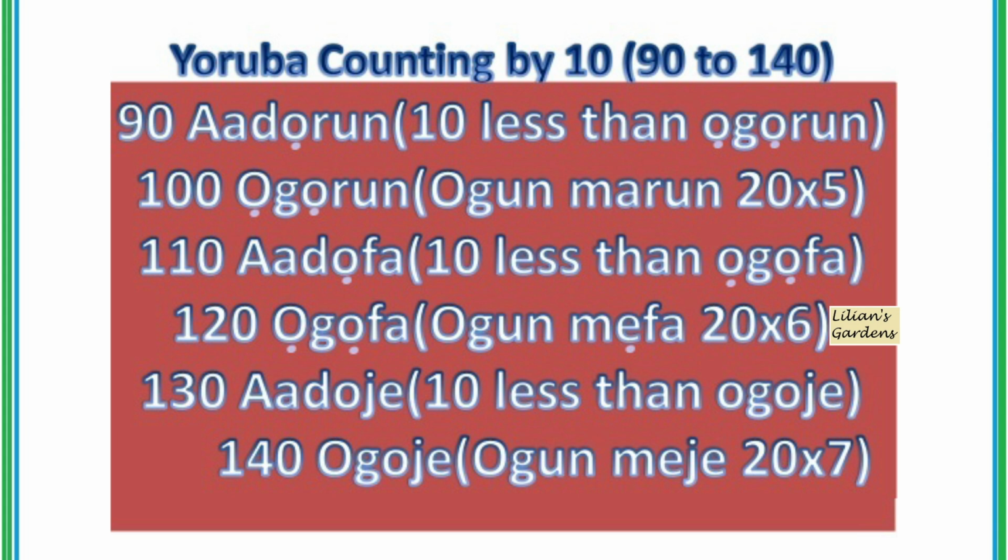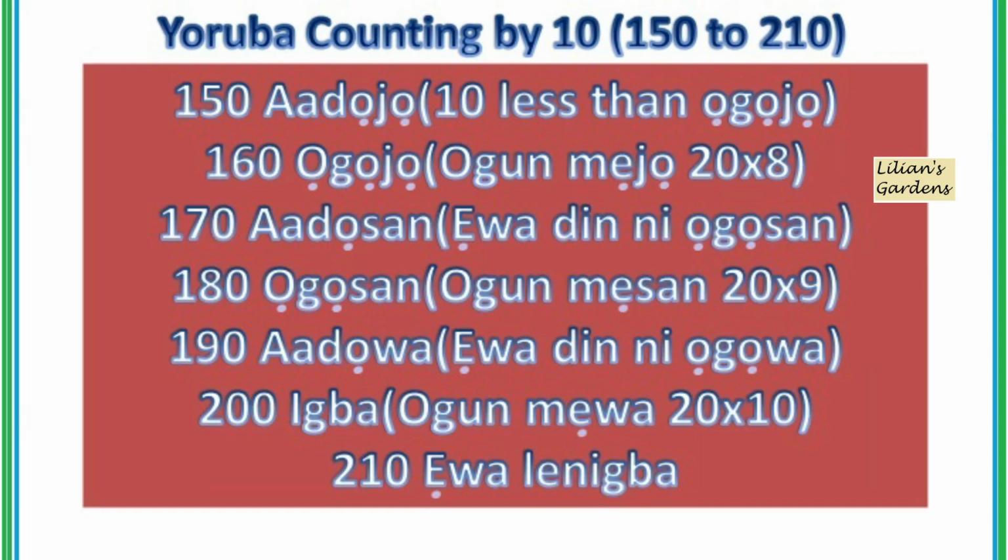100 ọgọ́rùn, ogún márùn. When you have 20 in 5 places, it's 100. 110 àádọ́fà. That means 10 less than 120. So 120 is ọgọ́fà, ogún mẹ́fà. 130 àádóje, 10 less than 140, Ogoji. 140 Ogoje, ogún méje, 20 times 7. 150 àádọ́jọ, 10 less than ọgọ́jọ.